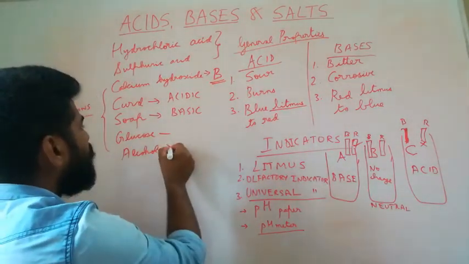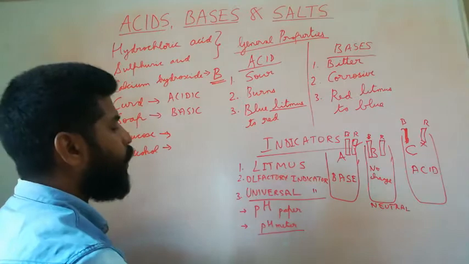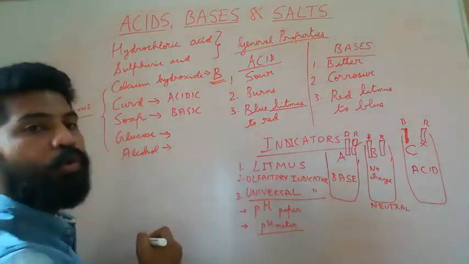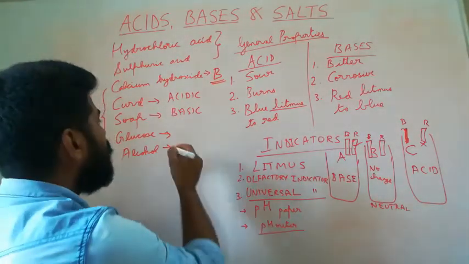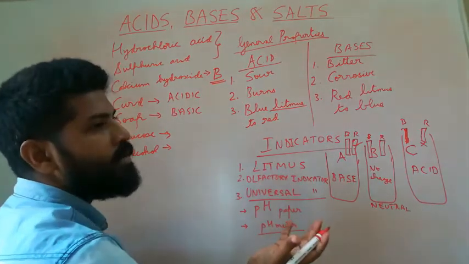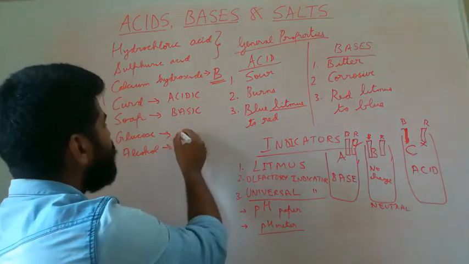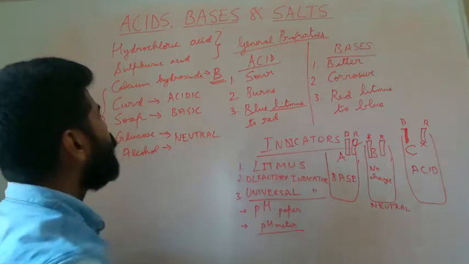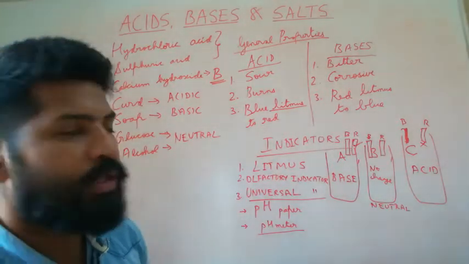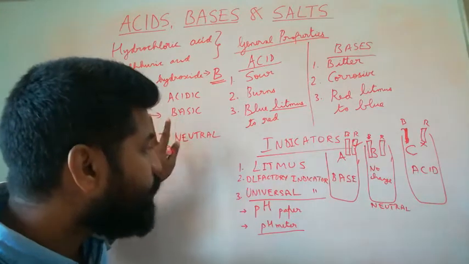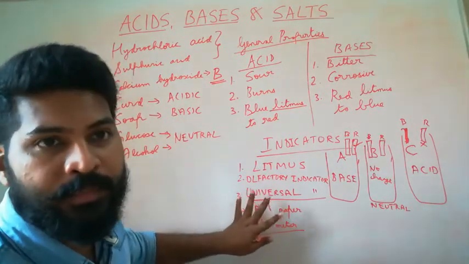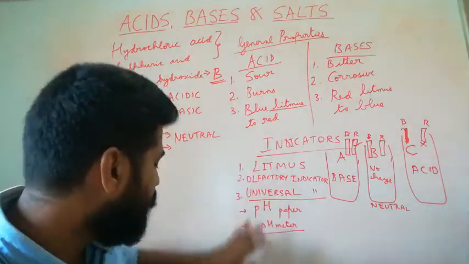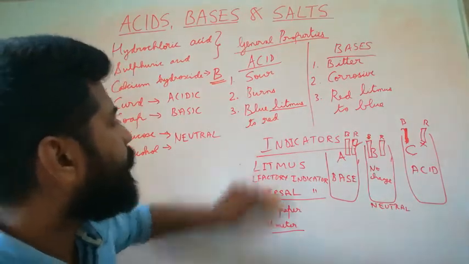Whereas when we dip the litmus paper or pH paper into glucose or alcohol, there will not be any change in the color. So these two are neutral solutions. So that is the importance of pH, a universal indicator. What is this pH?